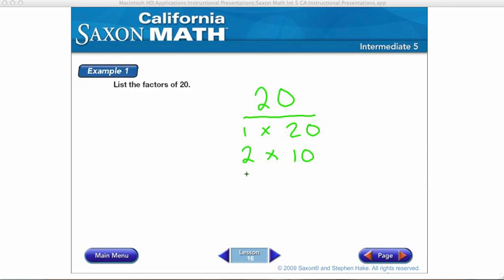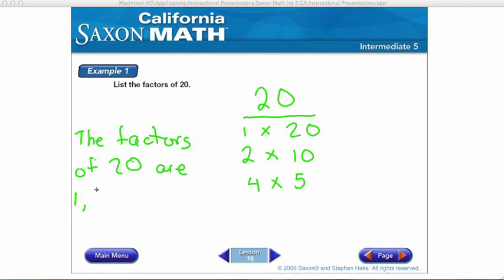3, can I multiply by 3? Nope, 3 times 7 is 21, so 3 doesn't work. 4, yes, I can multiply 4 times 5 and get 20. My next counting number would be 5, but I've already used 5 over here, so I am finished. So the factors of 20 are 1, 2, 4, 5, 10, and 20.